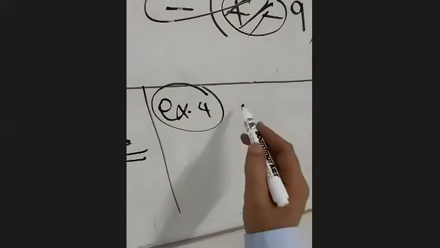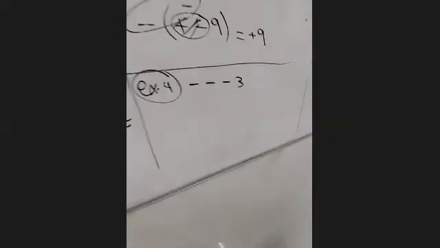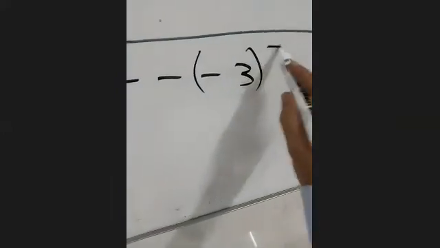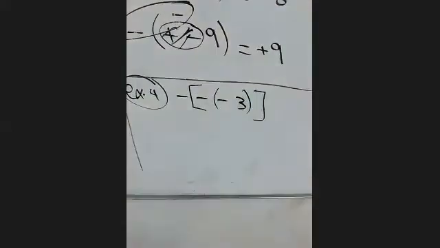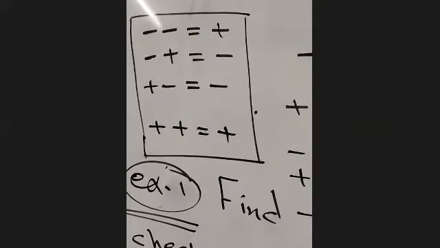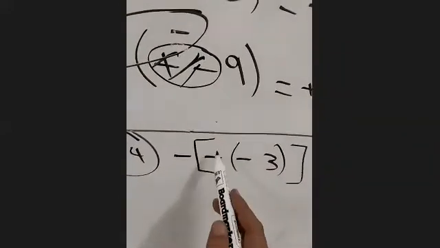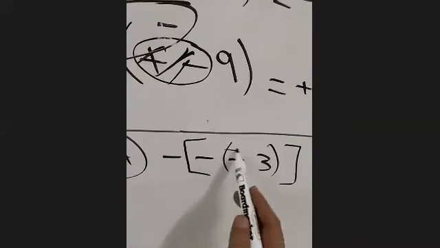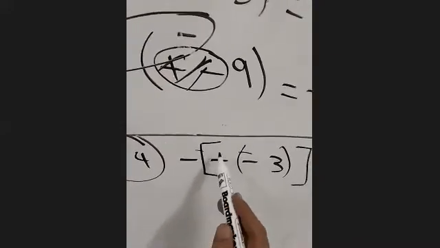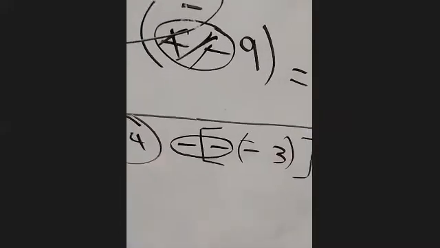Now, example 4, we have negative, negative, negative 3, right? They write it like this with brackets. I don't care about the brackets here because we don't have exponents. So I will use my table. The first two negatives or the second two negatives, it's up to you. You can use these two together or these two together. Let's start with these two together.